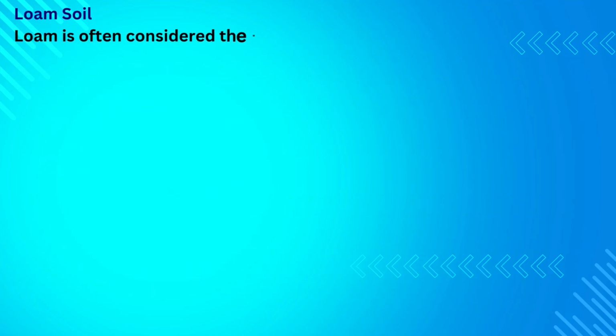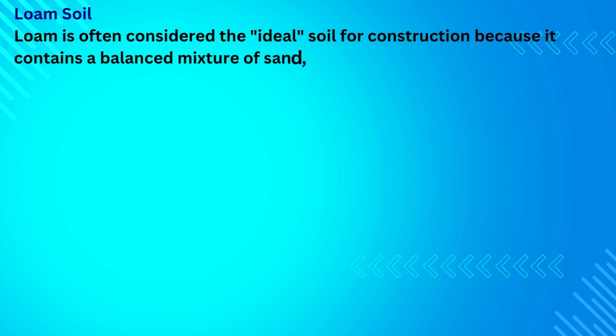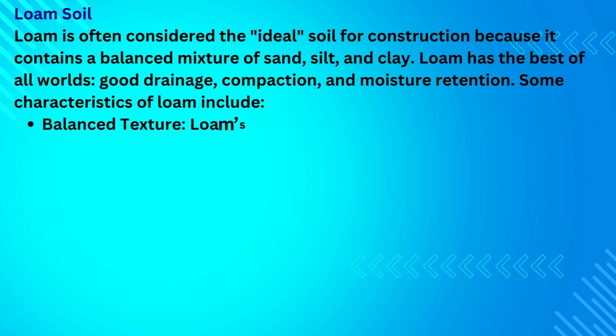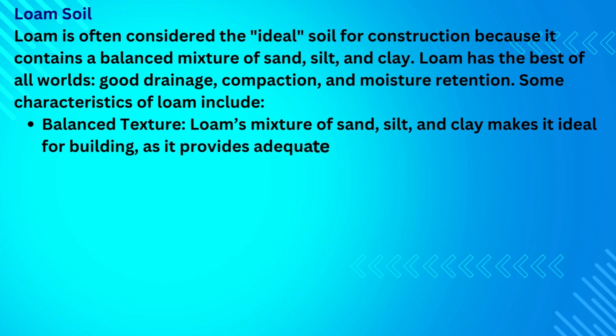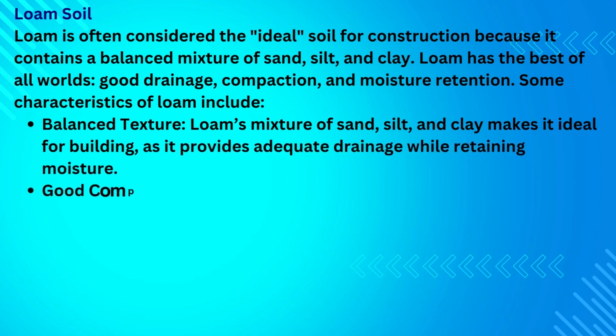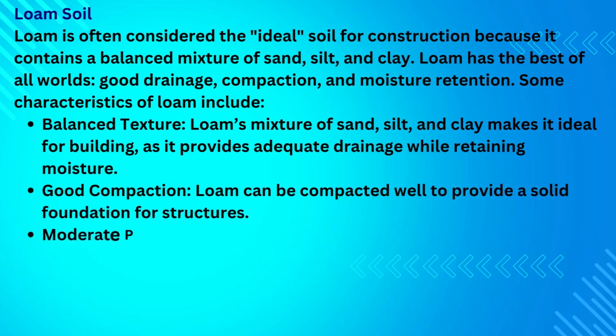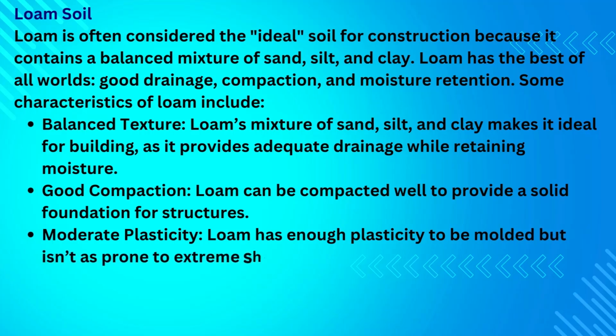Loam soil. Loam is often considered the ideal soil for construction because it contains a balanced mixture of sand, silt, and clay. Loam has the best of all worlds: good drainage, compaction, and moisture retention. Some characteristics of loam include: balanced texture. Loam's mixture of sand, silt, and clay makes it ideal for building, as it provides adequate drainage while retaining moisture. Good compaction. Loam can be compacted well to provide a solid foundation for structures. Moderate plasticity. Loam has enough plasticity to be molded, but isn't as prone to extreme shifts as clay.